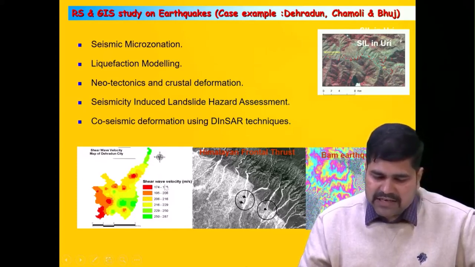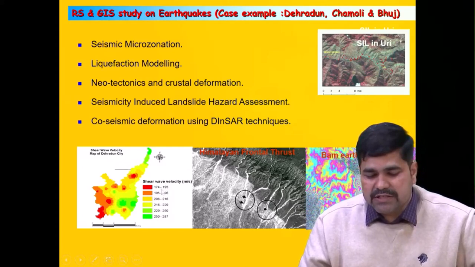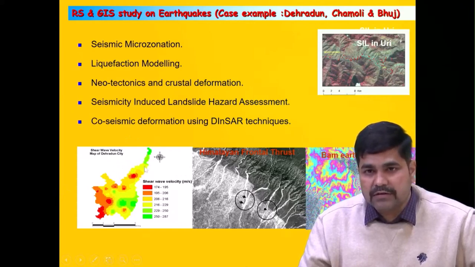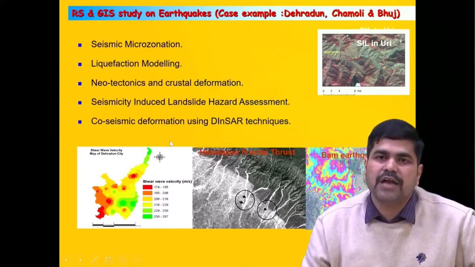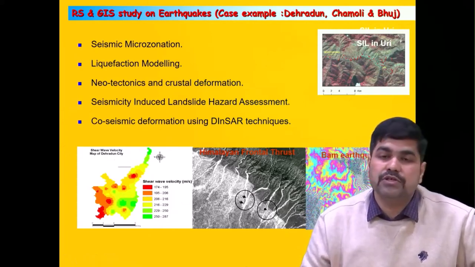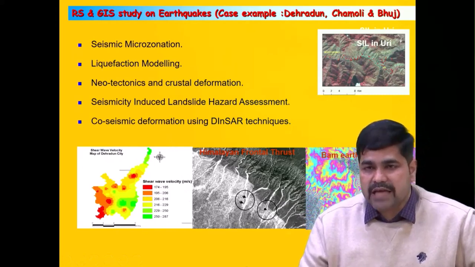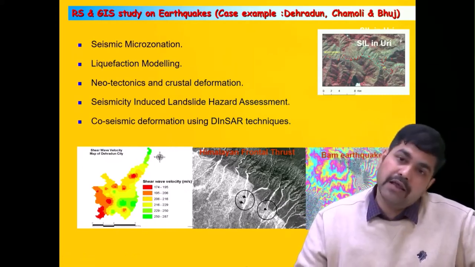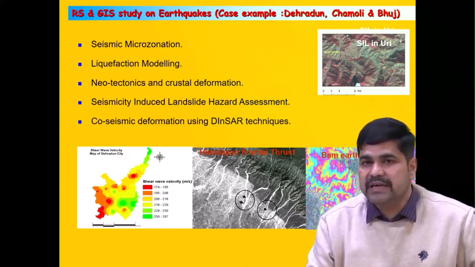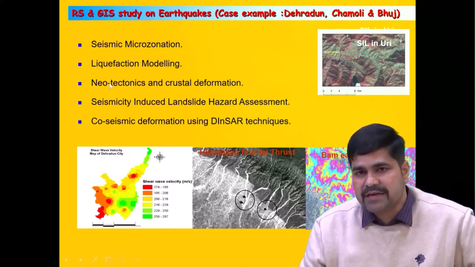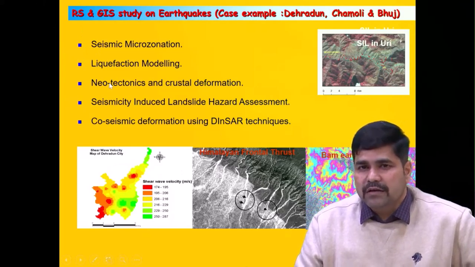What it basically tells you is the velocity of the shear wave. Shear wave velocity has been predicted, and with that we can zone different areas. From that we can get to know where the chances of more damage are, and within this zone which buildings are competent enough, or where retrofitting has to be done in terms of making it a smart city. Then next comes the liquefaction modeling.